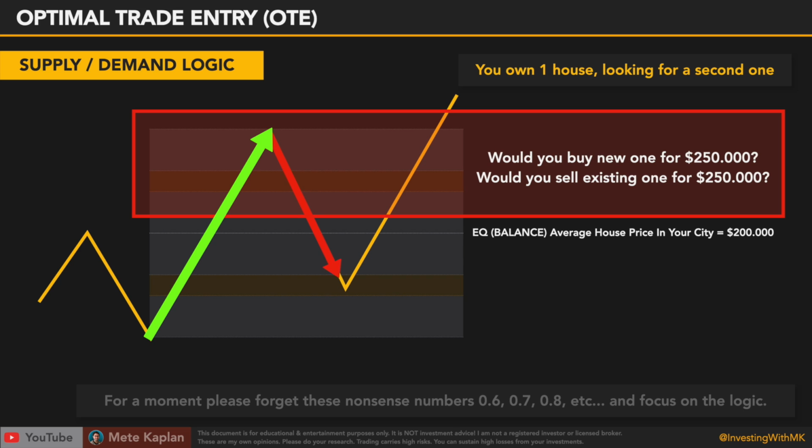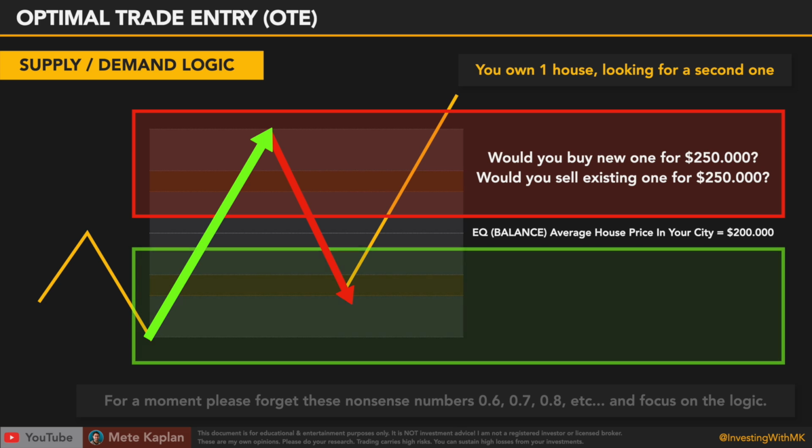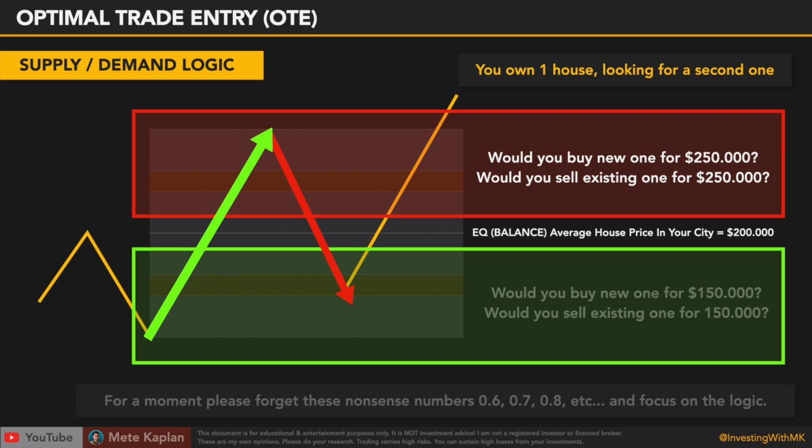And after a while, prices suddenly drop with a burst of the housing bubble. Now the average price drops to 150K. Would you buy a new one for 150K, or would you sell your existing one for 150K? Of course, trading is not this simple. However, the supply and demand idea is simple. All these are just guidelines for us to make educated trading decisions.